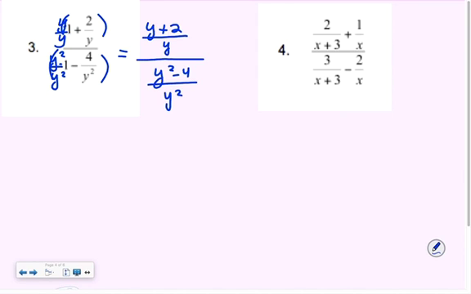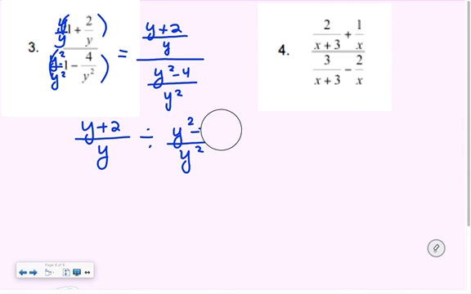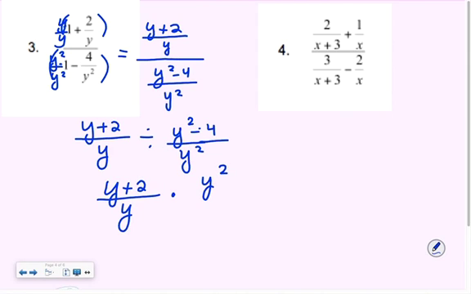Now instead of looking at it that way, we're going to turn it and make it a division problem. Minus 4. And then make it a multiplication problem and do what to the second fraction? Flip it.